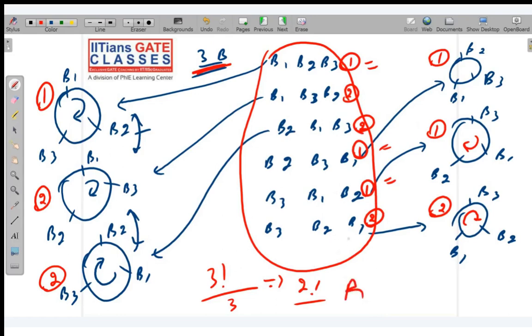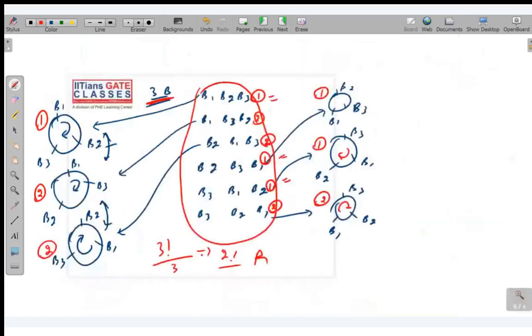I hope I have given you the proof properly. So this is the way. Now I think I can simply generalize. If we have n objects, linear arrangements are n factorial, but circular arrangements are n factorial divided by n, that is nothing but n minus 1 factorial.